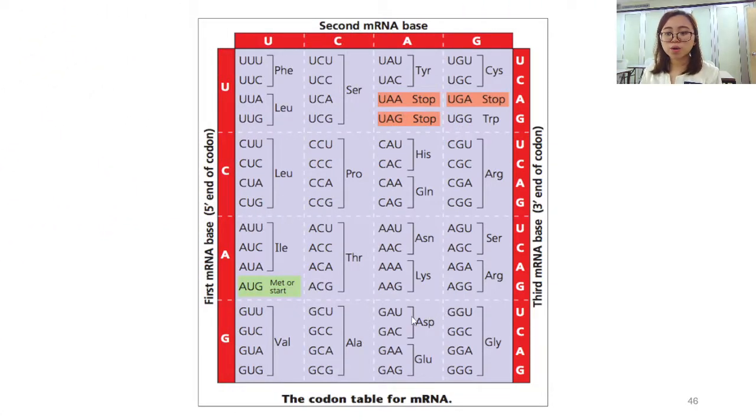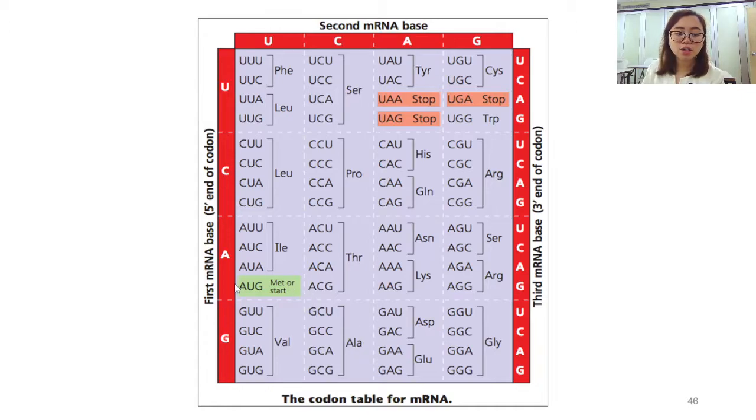Okay, so this is what we are talking about when we say codons matching up to your amino acids. This is a codon table for mRNA. So according to this table, you should be able to see if your codon is UUU, the amino acid that you will get is phenylalanine. If your codon is AGA or AGG, the amino acid that you will get is arginine. If your codon is GCU, GCC, GCA, or GCG, then you will get alanine.